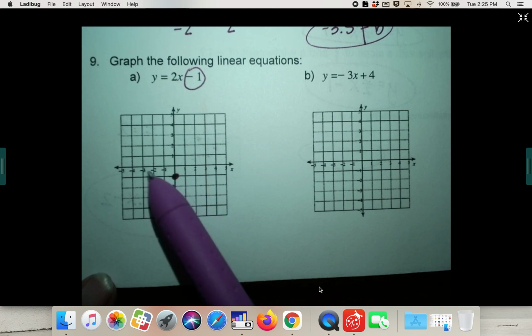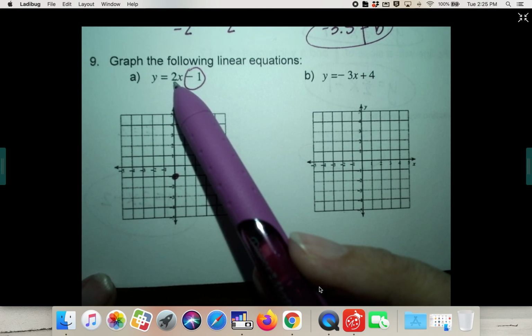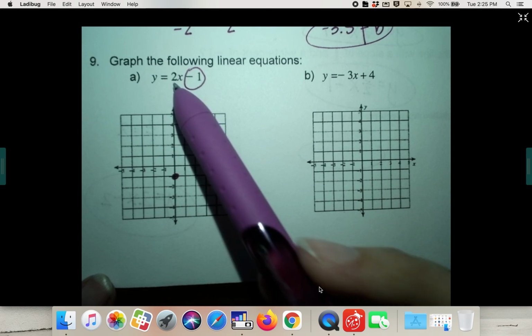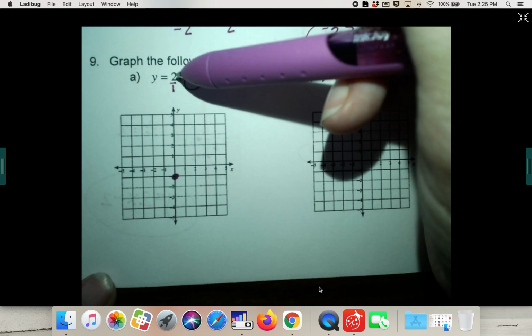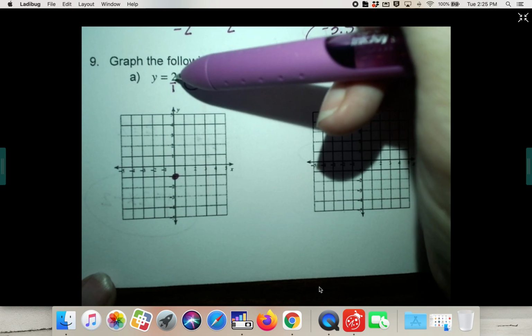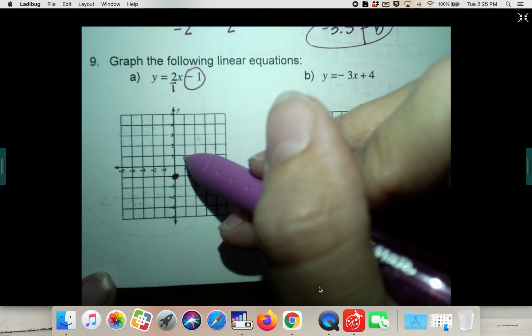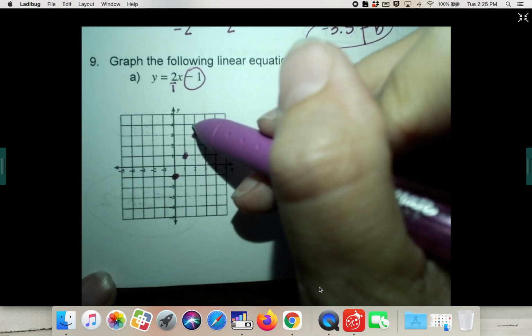From there, how do you know where to put your next dots? This is your slope. Rise over run. If 2 is a whole number, you have to turn it into a fraction. A whole number 2 would be what fraction? It would be 2 over 1. So I'm going to rise 2 for every run 1. Rise 2 over 1, up 2 over 1. That's the rate from this dot. Up 2 over 1, up 2 over 1.